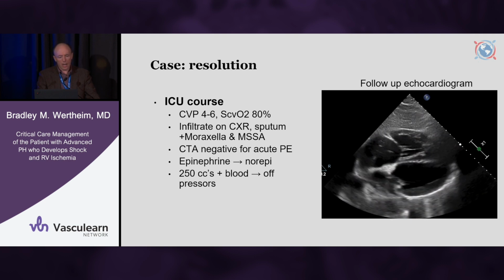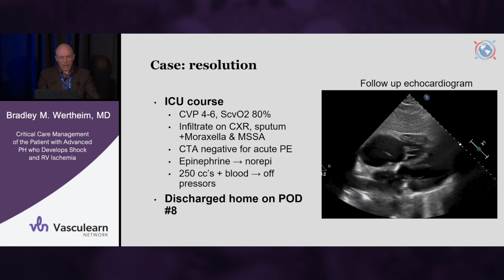And after we got the information from the central line, the epi was transitioned over to norepinephrine, and he got a little bit of volume and blood product back and came off vasoactive support. And the patient was ultimately discharged home on post-op day 8. And this was actually his echocardiogram from the day before discharge. And you can see the right heart is still mildly dilated, but there's been a marked improvement in RV systolic function.